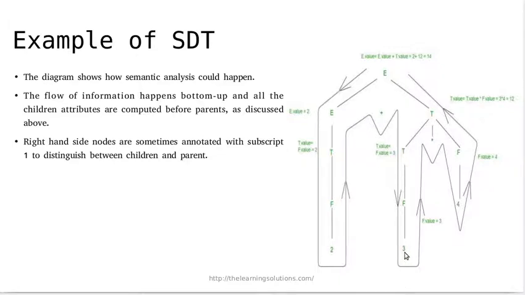So this value 3 is now assigned to F. Now F is derived from T. So T derives F, and the value of F is given to T. Here no other rules are possible because T is nothing but at the right hand side of the production. So just move ahead.